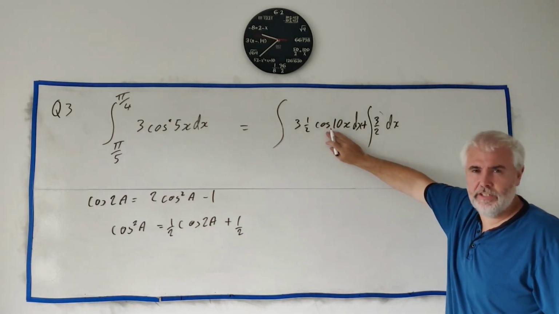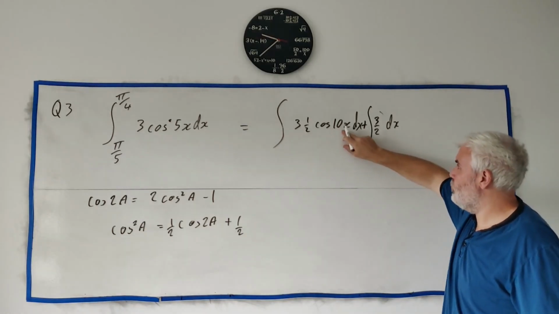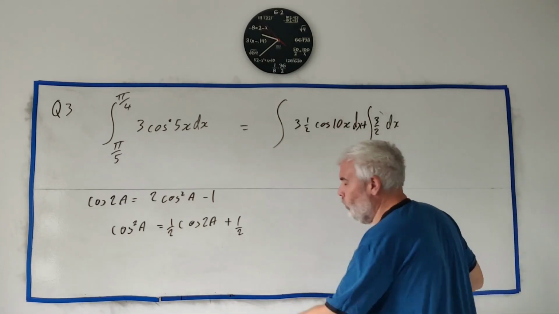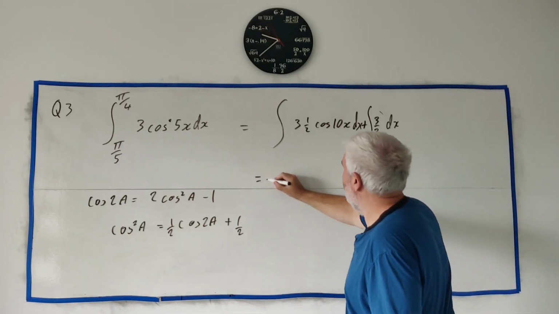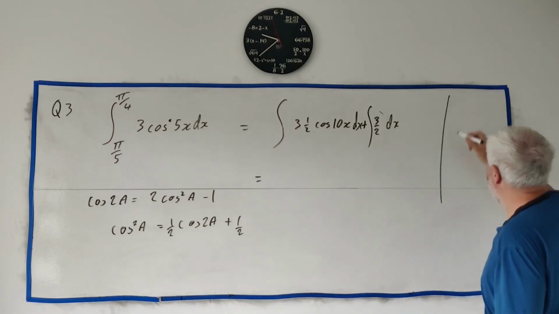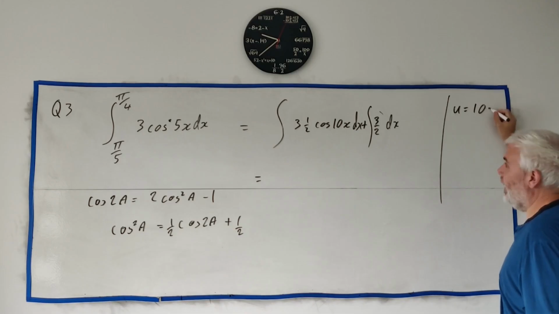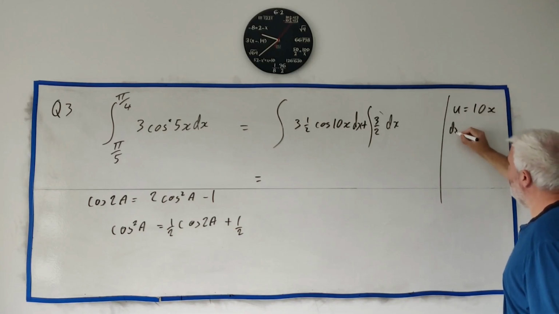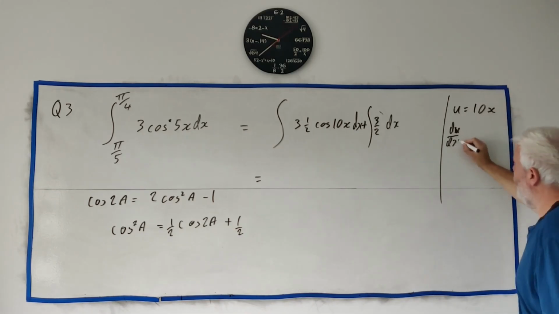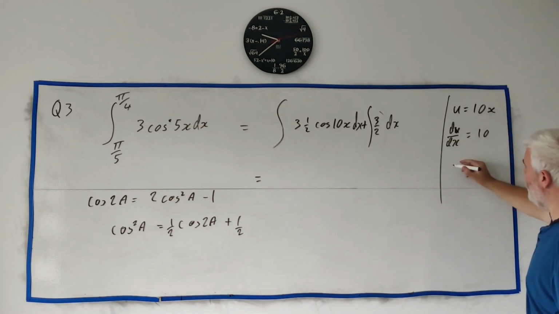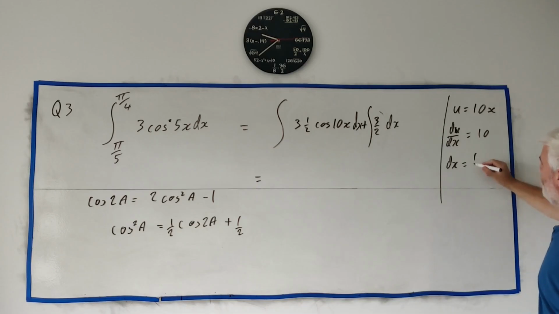In fact, most students skip the substitution and just remember to divide by 10. So let's do it. I'll do this one a little slower with the substitution. I'd substitute u is equal to 10x. That means I would need the derivative of u, which is just 10. Rearranging this, I'd be able to replace dx with 1 over 10 times du.